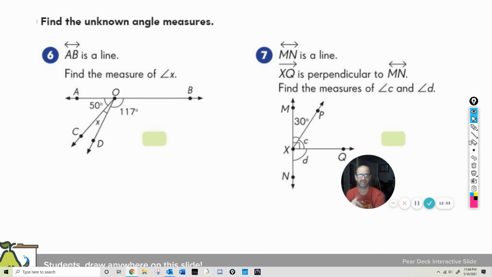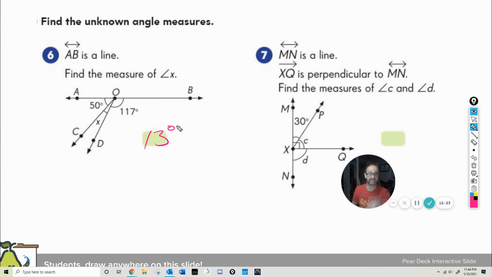Okay, find the unknown angle measures. Ooh, this is a lot of words too. Pause me, then I'm gonna go through it. Okay, this one here is simply 50 plus something plus 117 is 180. 117 and 50 is 167. You need another 13 degrees to get to 180.